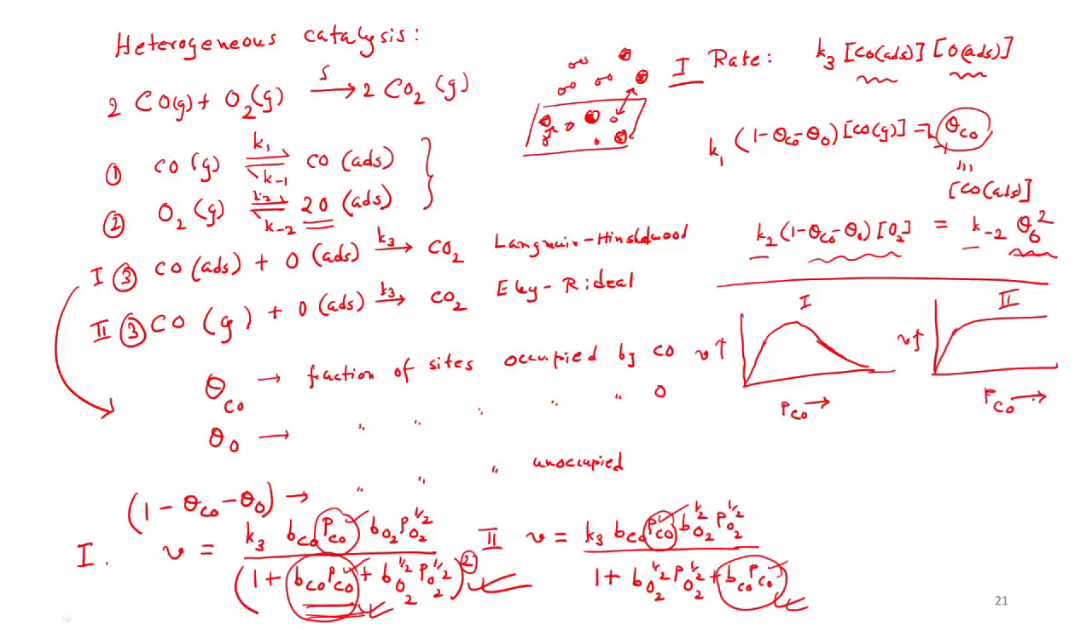And then experimentally it was found that it actually follows this curve, which means the mechanism which Langmuir and Hinshelwood proposed is the correct mechanism and not the other mechanism which Eley and Rideal proposed. But the Eley-Rideal mechanism holds for other reactions, not for this particular reaction, carbon monoxide and oxygen.